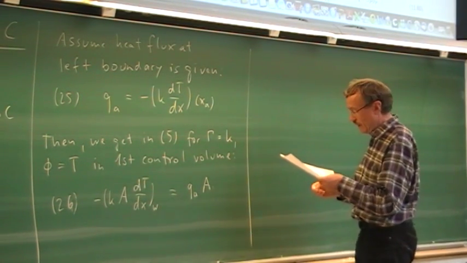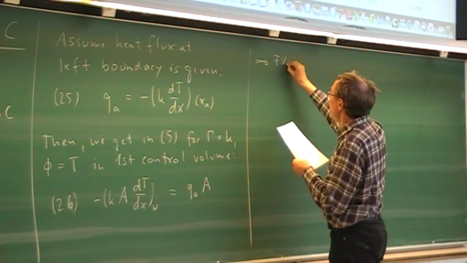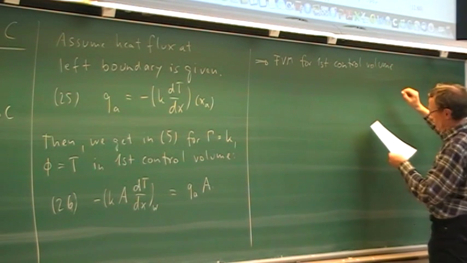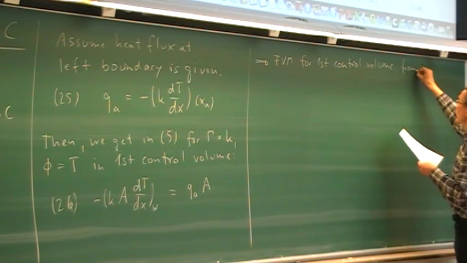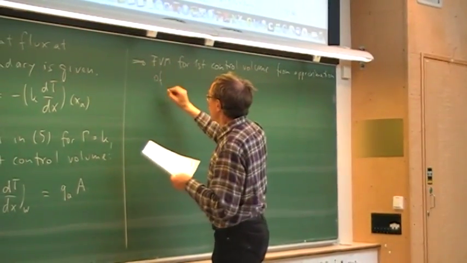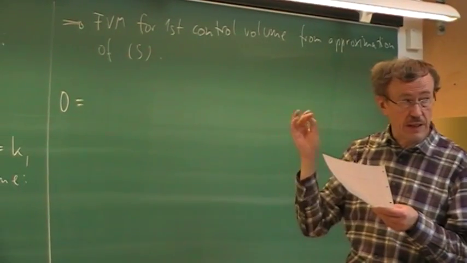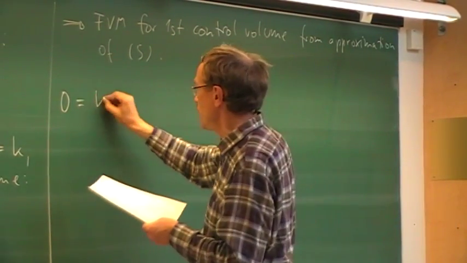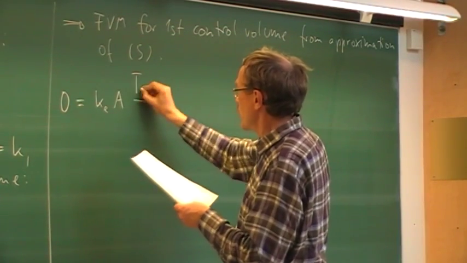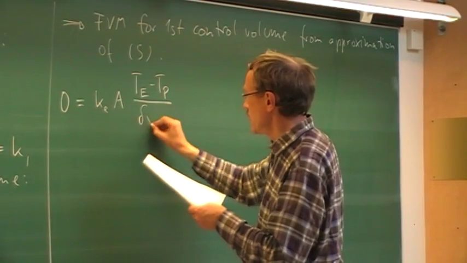And from that we can then get the finite volume method for the first control volume. We get that from the approximation of the integral form of the steady diffusion equation, and that is equation 5. There we have to approximate the diffusive flux over the eastern face, and that is unchanged. There we have no change. That is the thermal conductivity times the area times the approximation of the derivative dT dx, which is Te minus Tp divided by the distance between P and E.